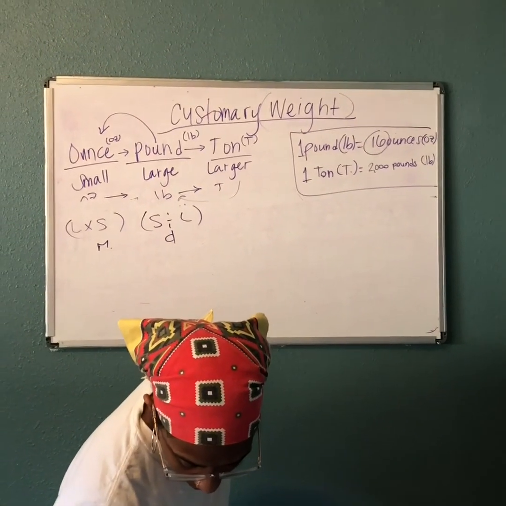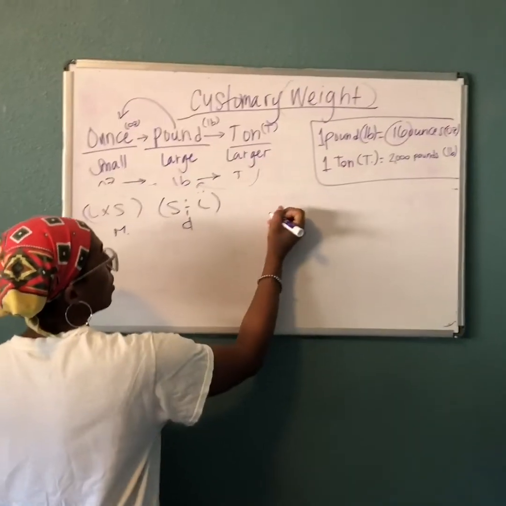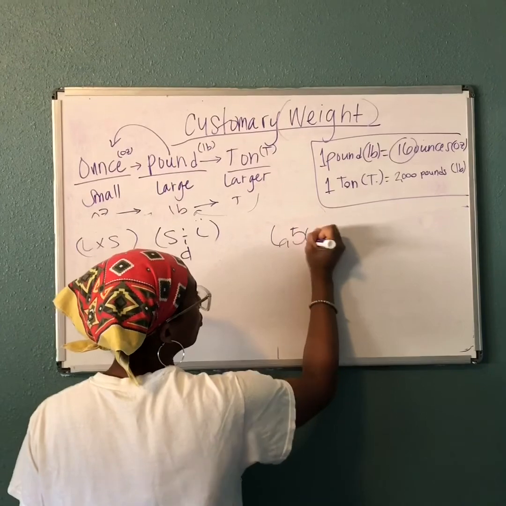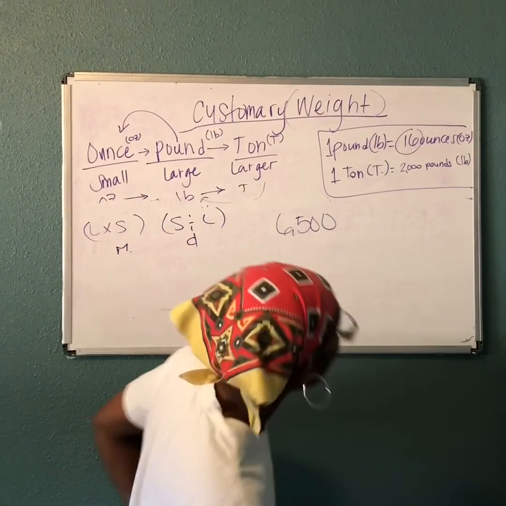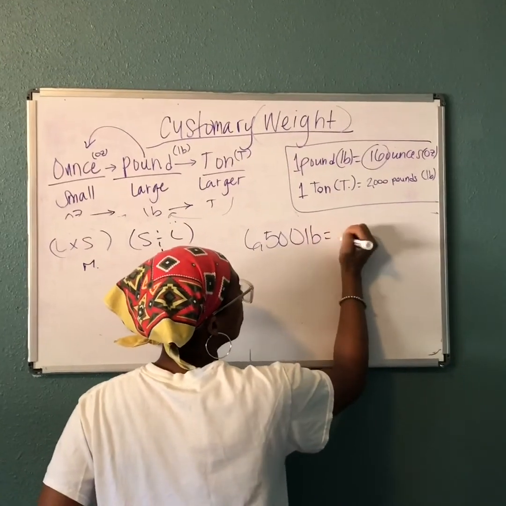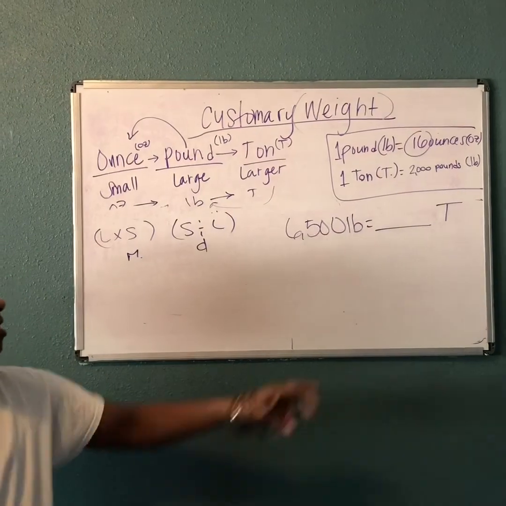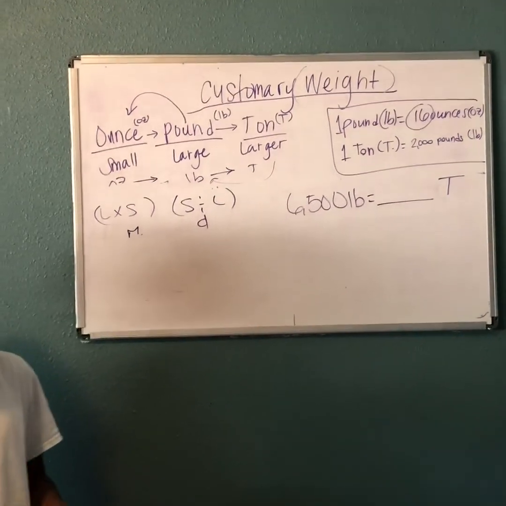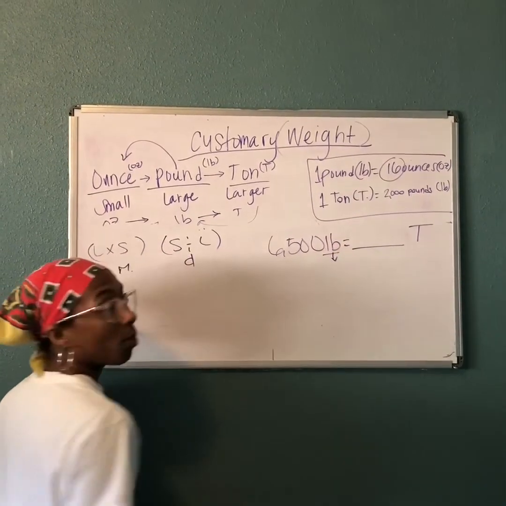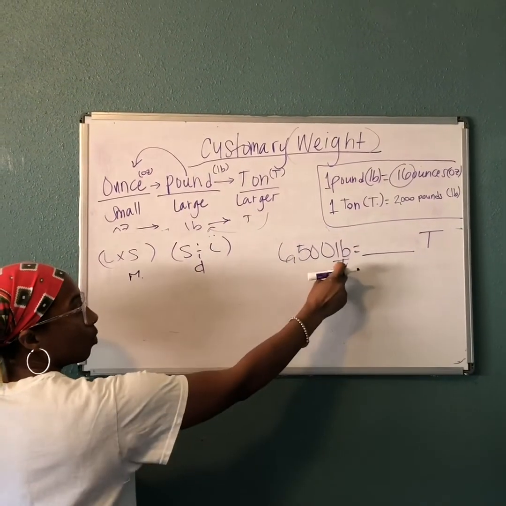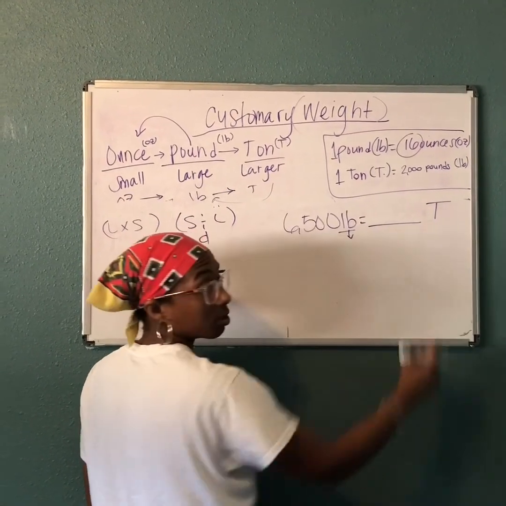So let us try the next one. So we have 6,500, right? 6,500 pounds equals how many tons? That's what we're trying to get to right now. This is another problem we have to solve. So right now we know, before we start, right? We're talking about pounds and we're trying to convert it to tons, right?